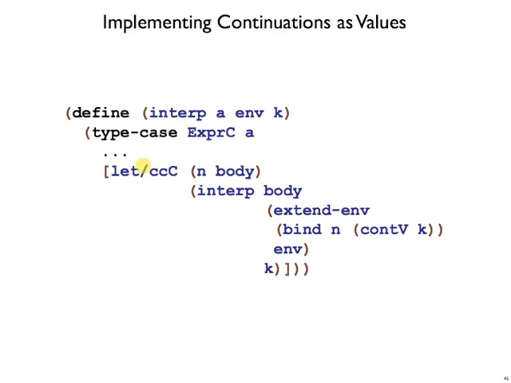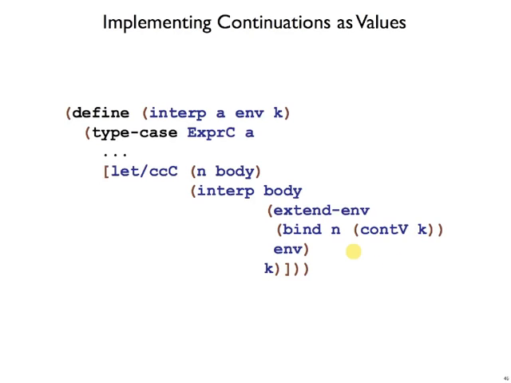In interp, for the new letcc form, we have the identifier and the body, and the way letcc works is it starts interping the body in an extended environment, where the environment is extended to bind the name to the current continuation. So k is the current continuation, and all we have to do is wrap that in cont v to make it a value, bind it, and throw that into the environment, and then we can continue by interping the body with that same continuation. So notice we've made a copy of our to-do list effectively here.